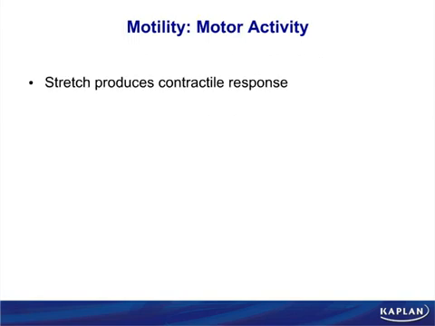The motor activity is largely based on stretch. The smooth muscle of the bowel is a smooth muscle syncytium. Now, syncytium means that all those cells are connected together. When you stretch one, they all contract back. You see, the smooth muscle of the bowel is connected by gap junctions.